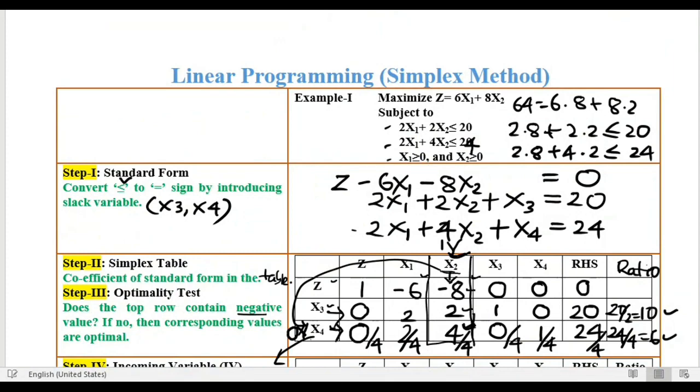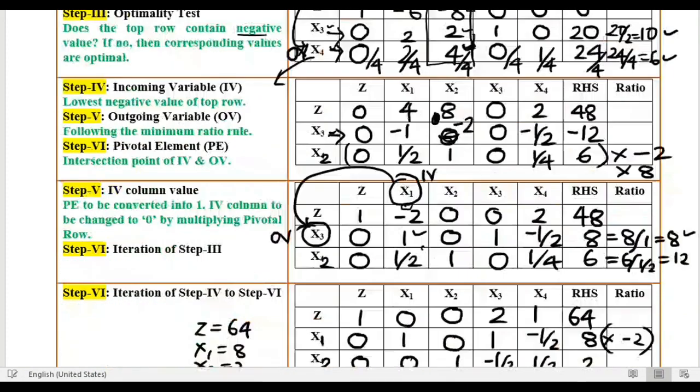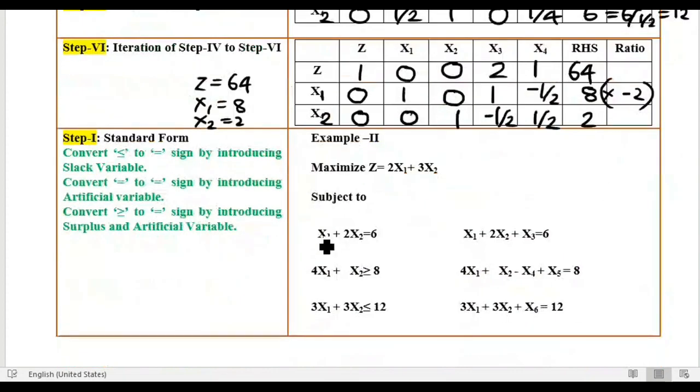This is non-negativity. So here they have given the objective function and 3 constraints. But here the difference is that they are using this equal to sign. Here greater than or equal to sign. Here less than or equal to sign over here. So for the equal to sign, here it is written: convert the equal to sign for the simplex method by introducing an artificial variable. Here x3 is introduced as the artificial variable.